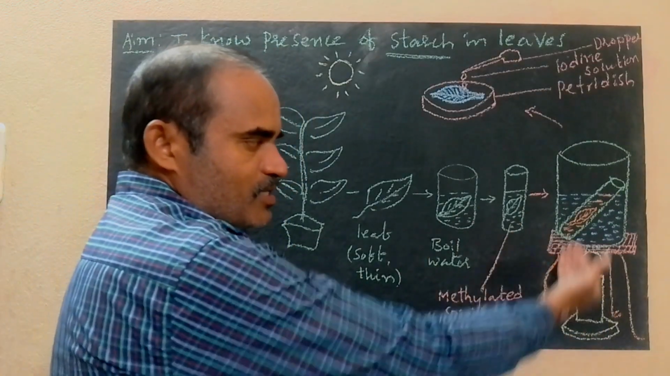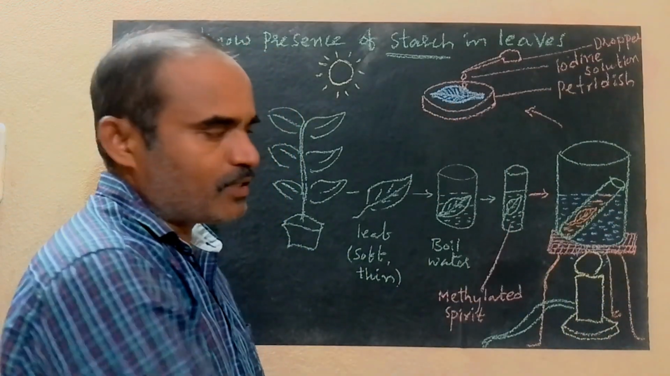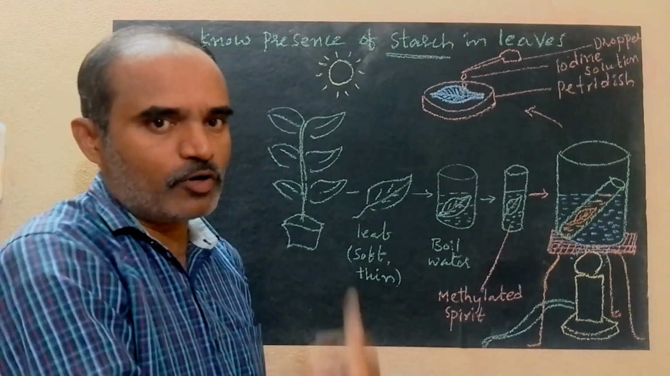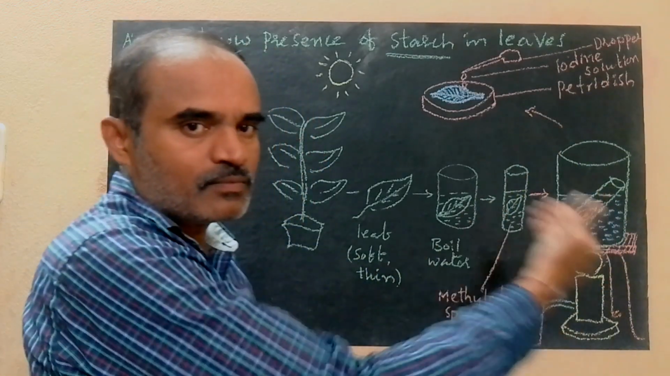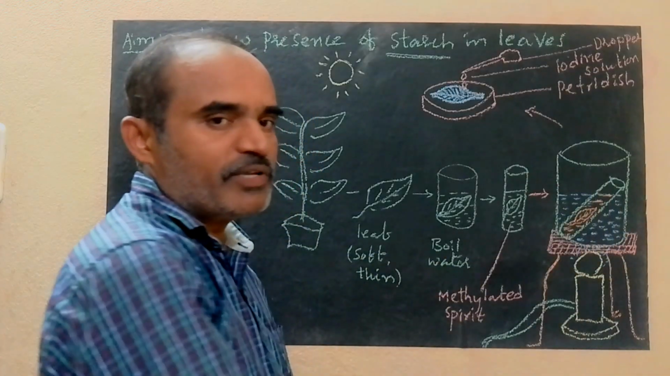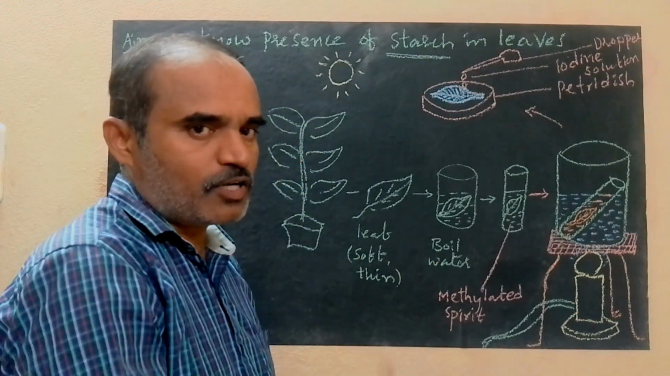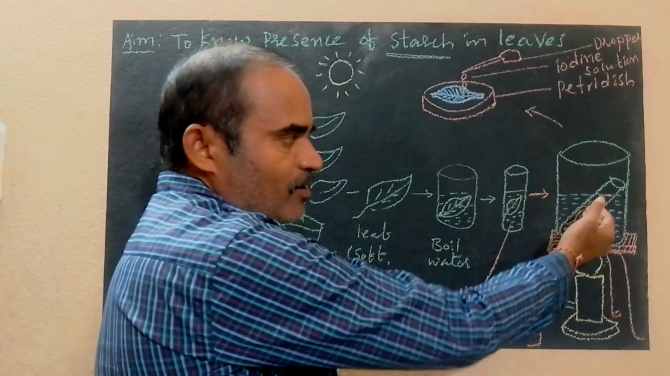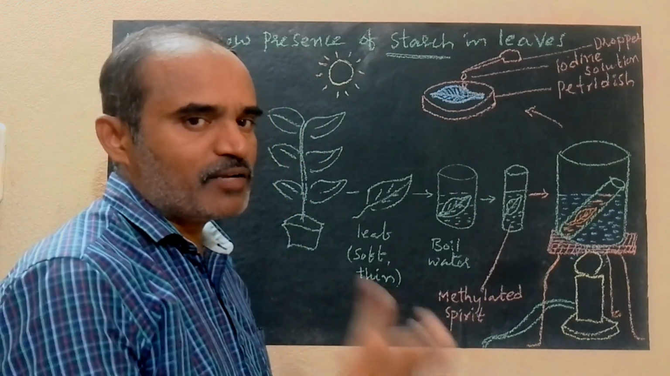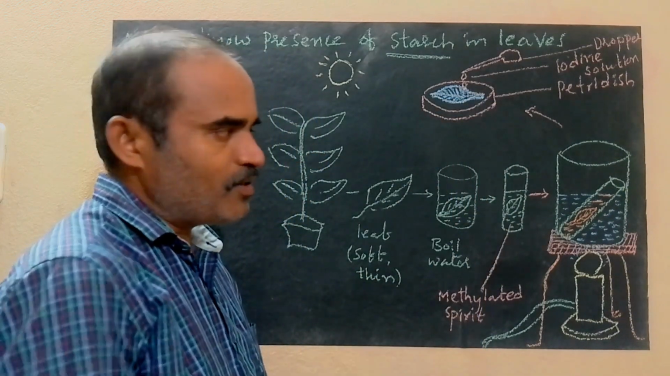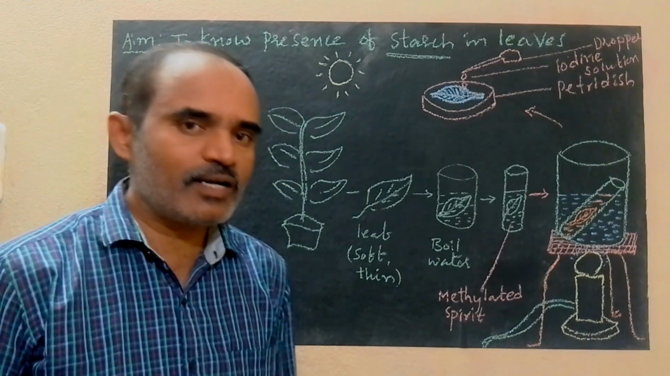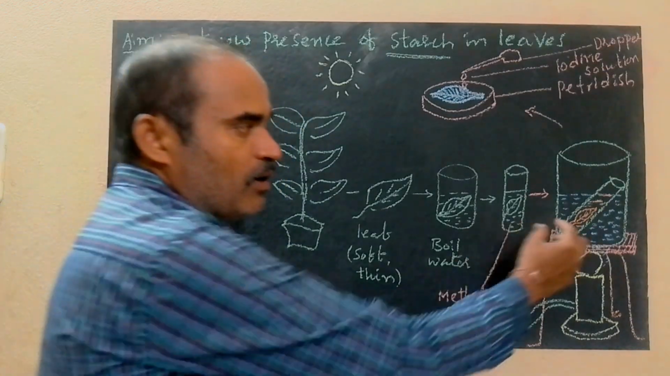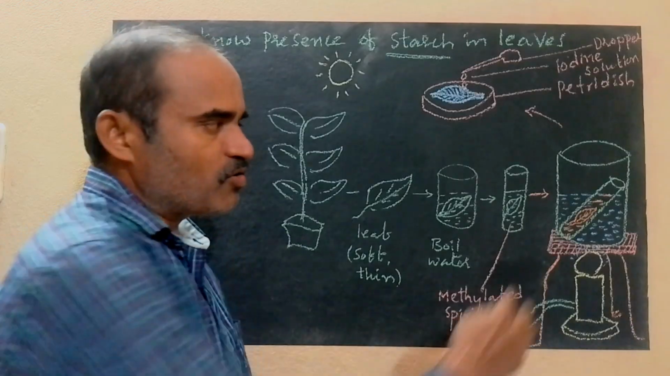When we apply heat to that, the water starts boiling, and the leaf inside the methylated spirit also starts boiling, and the green color pigments, the chlorophyll pigments, will be removed. So for what purpose are we boiling the leaf in methylated spirit? To remove the chlorophyll pigments.